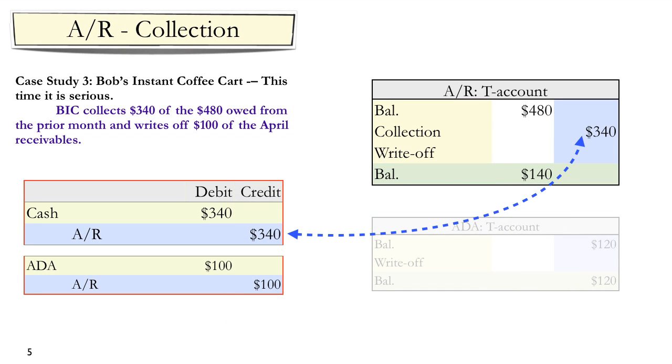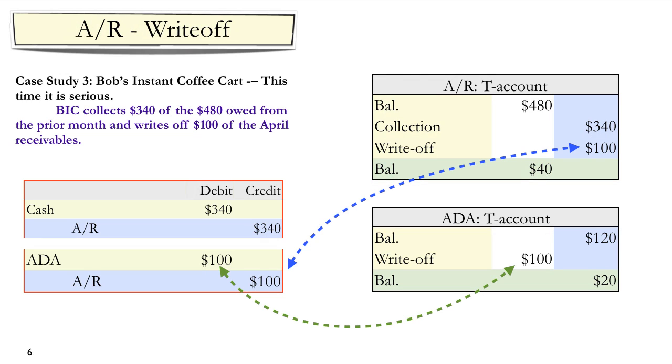So first, let's look at the collection of the accounts receivable. A debit to cash, because that's what was collected. And of course, once the accounts have been paid, there's a reduction in the accounts receivable. Notice the credit to the accounts receivable T account of $340.